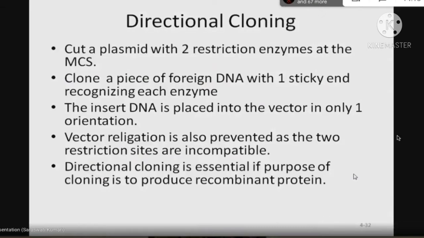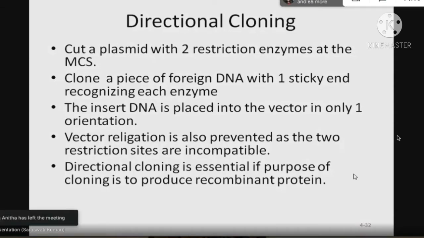Directional cloning is cutting a plasmid with two restriction enzymes at the MCS, multiple cloning sites. You clone a piece of foreign DNA with one sticky end recognizing each enzyme. The insert DNA is placed into the vector in only one orientation. Vector religation is also prevented as the two restriction sites are incompatible.